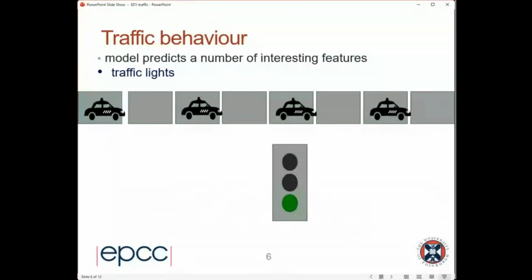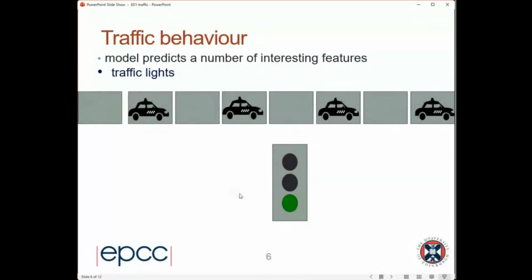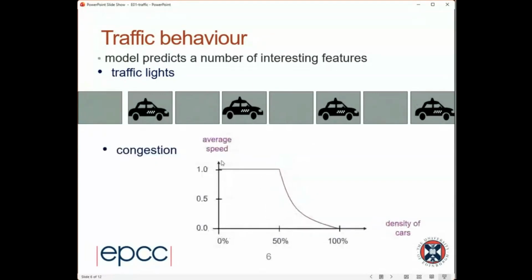But the other thing you can do is look at congestion, and what you can measure is the average speed against the density of cars. Now, the density of cars is the percentage of cells that are full. So here we have 1, 2, 3, 4, 5, 6, 7, 8 cells, 4 cars. So the percentage density is 50%. And the average speed is the number of cars that move divided by the number of cars. So if the average speed is 1, it meant that every car moved. If the average speed is 0, it meant that none moved.